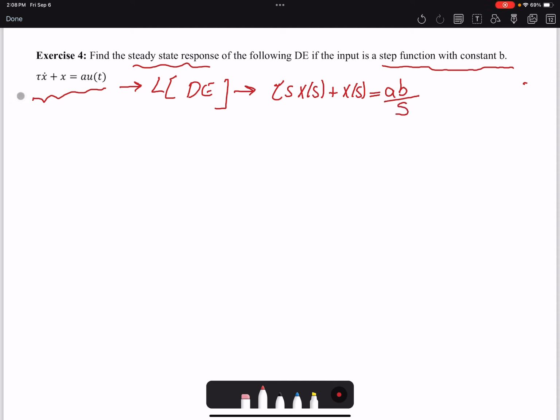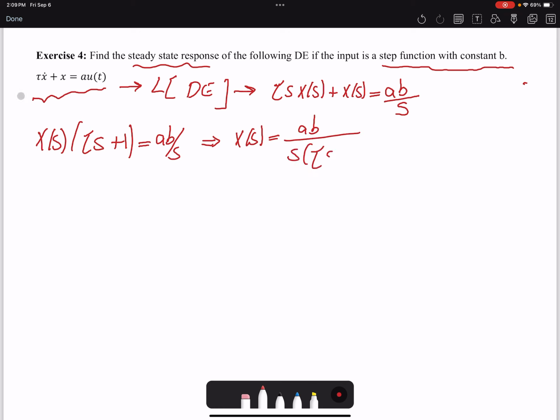If I rearrange the equation, I will have X(s) times (tau s plus 1) equals AB over s. X(s) is the response of the system or the output. So I have X(s) equals AB over s times (tau s plus 1).